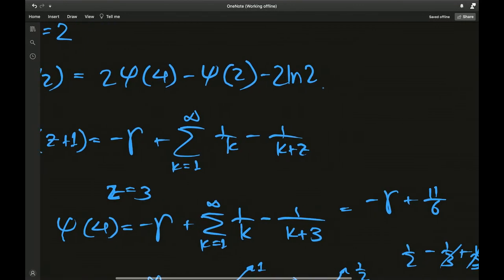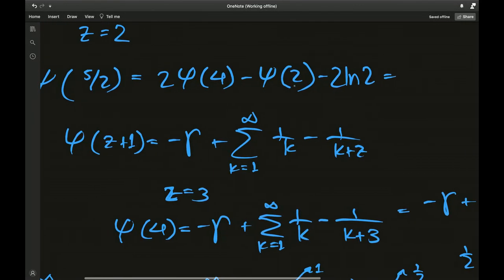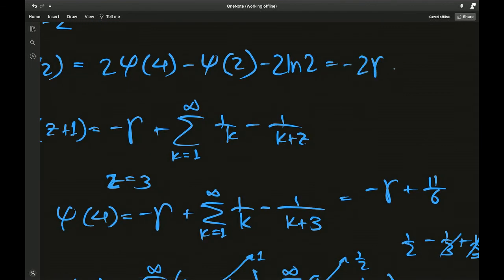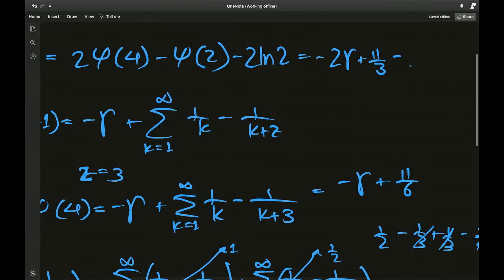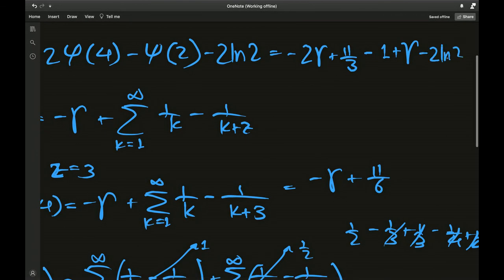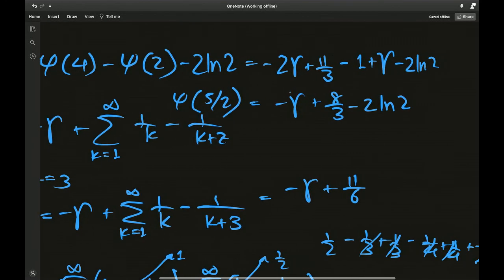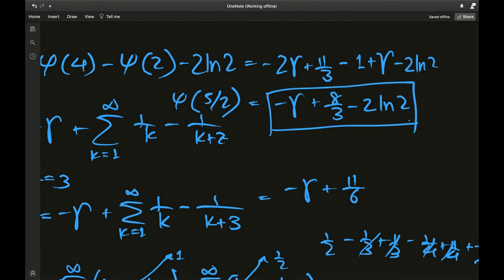And then we can finally plug this in over here. Digamma of 5 halves is 2 times this, so negative 2 times Euler-Mascheroni plus 11 over 3 minus 1 plus Euler-Mascheroni minus 2 times natural log of 2. We'll have negative Euler-Mascheroni plus 8 over 3 minus 2 times natural log of 2 as the value for digamma of 5 halves. Isn't that something nice? We're actually getting nice values.